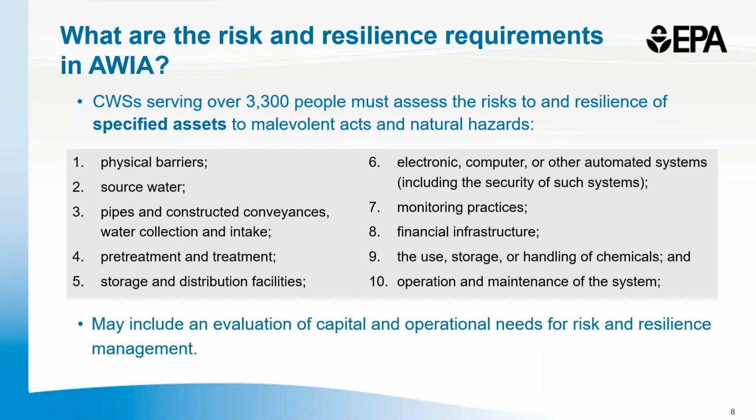So the assets at a water utility that AWIA addresses include physical barriers, source water, pipes and conveyances, pretreatment and treatment, storage and distribution facilities, electronic, computer and other automated systems, monitoring practices, financial infrastructure, the use, storage, and handling of chemicals, and also the operation and maintenance of the system. The risk and resilience assessments can also include an evaluation of capital and operational needs for risk and resilience management.